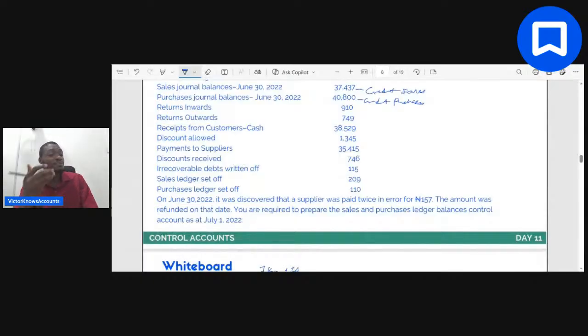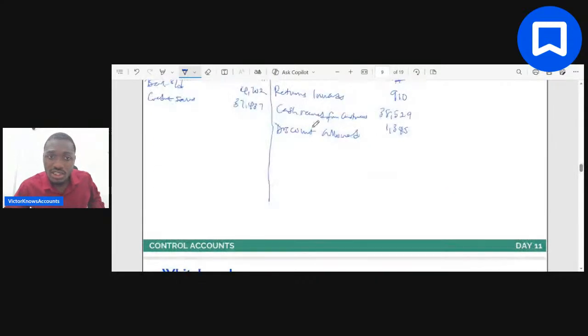Bad debt means that you sold goods to somebody, somebody owes you money, but you can no longer retrieve that debt. That debt is irrecoverable. You cannot recover it anymore. So it has reduced your total debt. Do you understand? Because now you are writing it off, that this person can no longer pay. So you remove it from debt and you just treat it as an expense. So bad debt, 115 naira, is coming to the credit side.